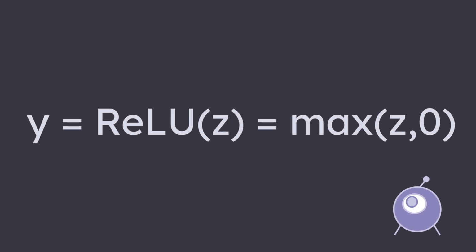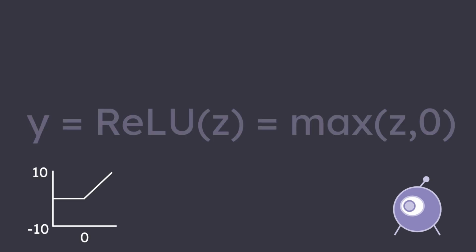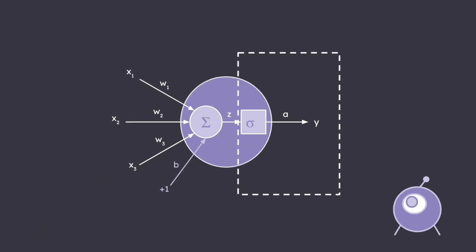ReLU, one of the most popular activation functions in natural language processing, outputs Z if Z is positive and 0 otherwise. Each one of the nonlinear functions we mentioned outputs the activation value for the unit, A. The output of the entire network is Y. In the case of a network with one node, as in this example, A and Y are the same.